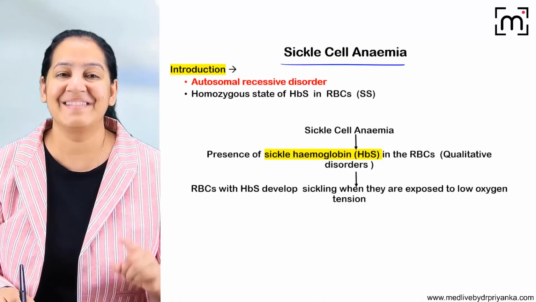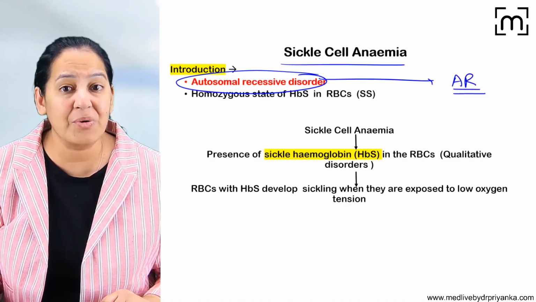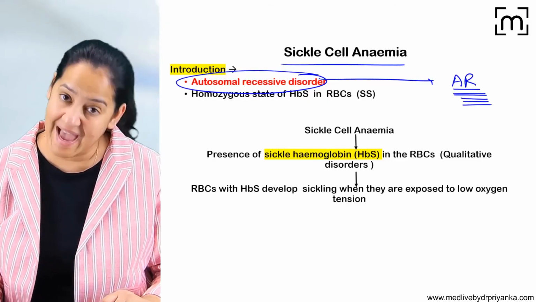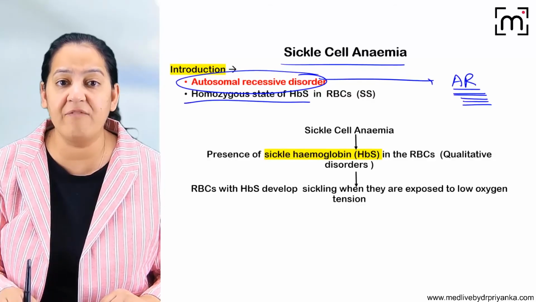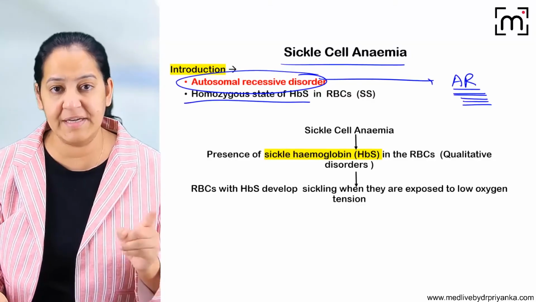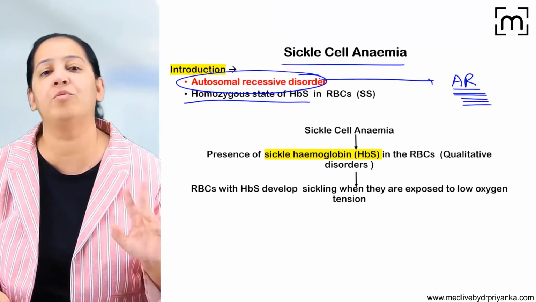What is sickle cell anemia? Sickle cell anemia is an autosomal recessive disorder. Please learn the inheritance. It's hereditary. It's an autosomal recessive disorder. It will be expressed when the person has the homozygous state. When the heterozygous state is present, it's sickle cell trait, not anemia. If we say sickle cell anemia, I mean the homozygous state.